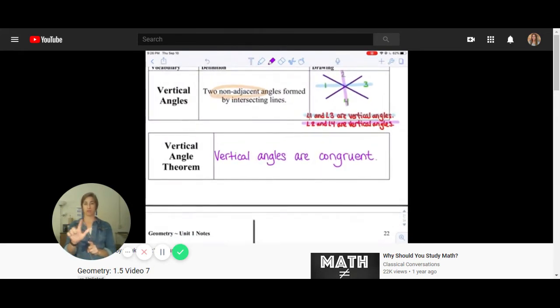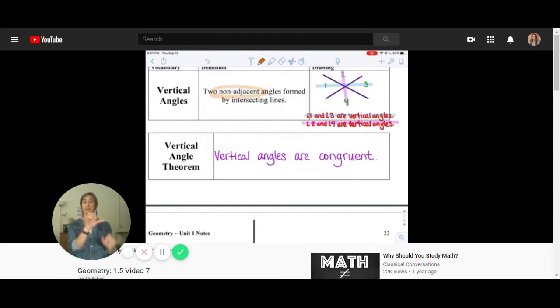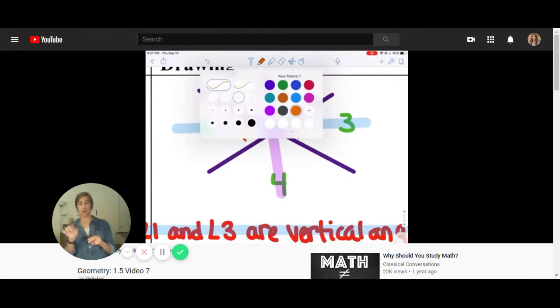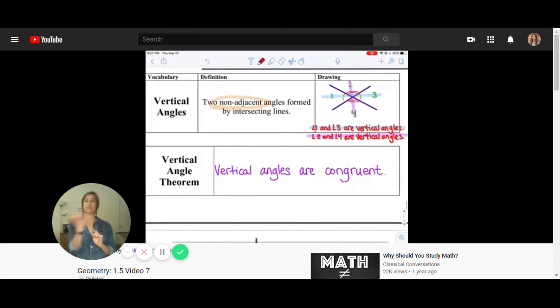What is very, very special about vertical angles is that vertical angles are congruent. So that means that angle 1 and angle 3 are congruent. And I use those arcs to show that they are the same measure. And angle 2 and angle 4 are congruent. So I'm using a different number of arcs there to show that 2 and 4 are the same, but that they do not have to be the same as 1 and 3.